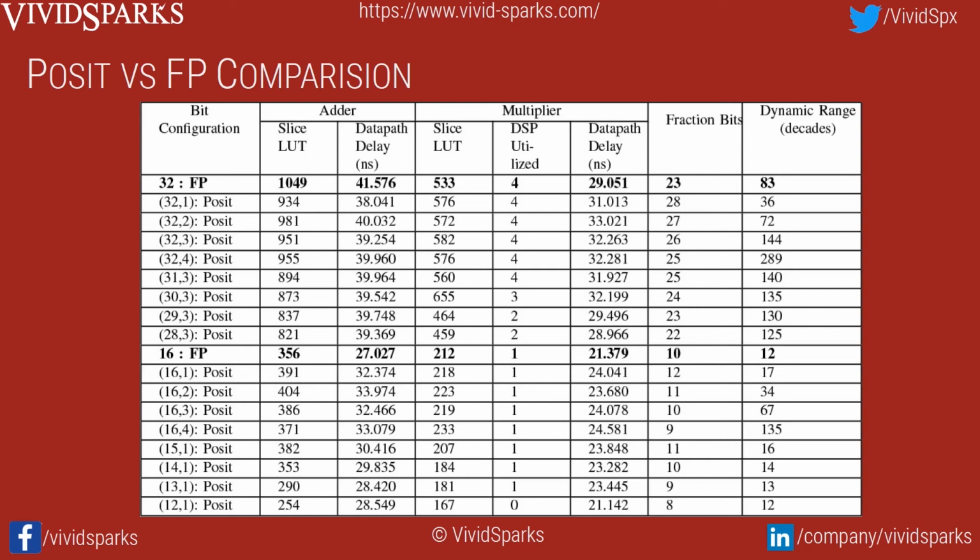In terms of DSP utilized, there is one DSP utilized in 32-bit POSIT. It is 4 DSPs utilized for 32-bit FP, and the data path delay is around 30 nanoseconds. In 16-bit POSIT, you can say around 24 nanoseconds data path delay. The fraction bits are almost half. The LUT utilization for 32-bit float is around 550 LUTs. In the case of POSIT, it's half. So you can see for yourself a better comparison between POSIT and floats.